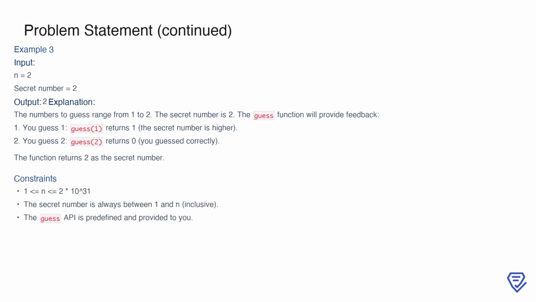In this third example, the range of numbers to guess from is slightly larger, with n set to 2. The secret number in this case is 2. Let's walk through the steps. First, you might guess the number 1. The guess function would return 1, indicating that the secret number is higher than 1. Next, you guess the number 2, and the guess function returns 0, confirming that this is the correct number. The function guessNumber would return 2 as the output. This example demonstrates how the problem works when the range is small but contains multiple possible numbers, emphasizing the need to use the feedback from the guess API effectively.